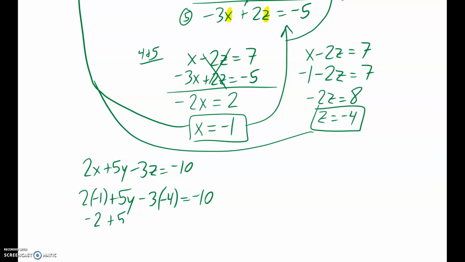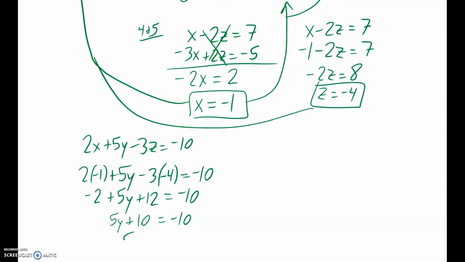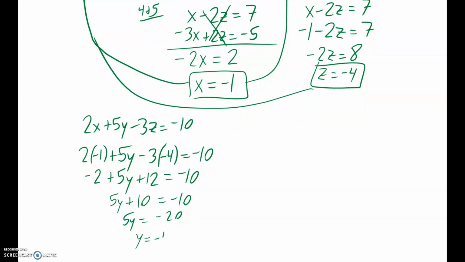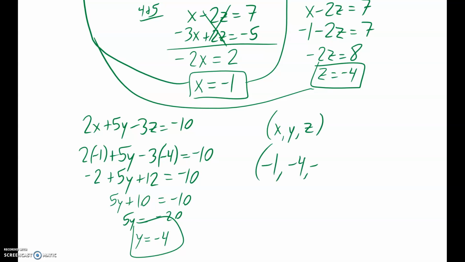So I get negative 2 plus 5y plus 12 equals negative 10. Combine like terms here, you get 5y plus 10 equals negative 10. Subtract 10 over, you get 5y equals negative 20. Y ends up being negative 4. And again, this sort of depends on how your teacher wants you to write the answer. Normally, I write these as ordered triples, x, y, z. So this would be negative 1, negative 4, negative 4. That would be your answer.